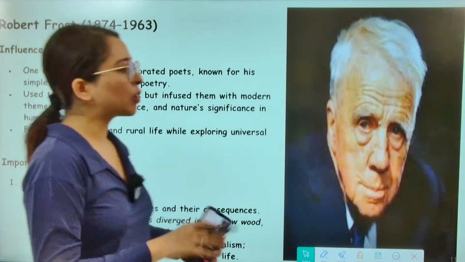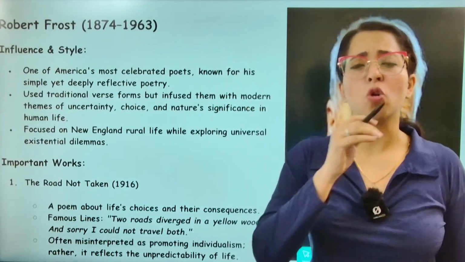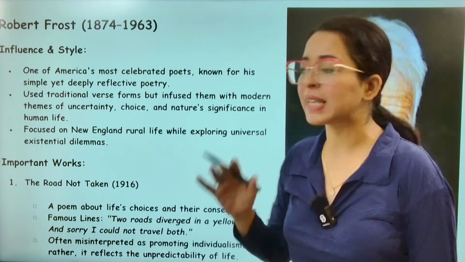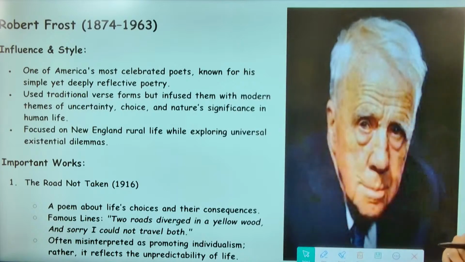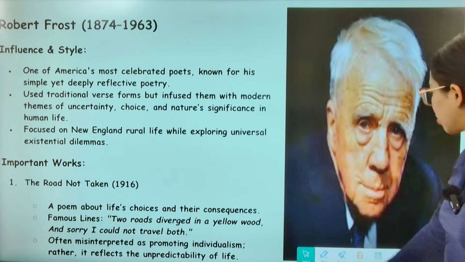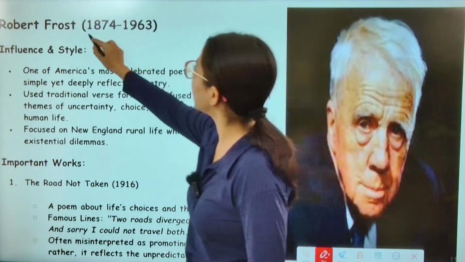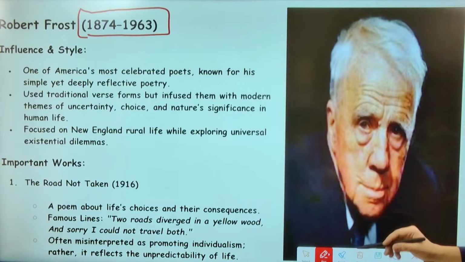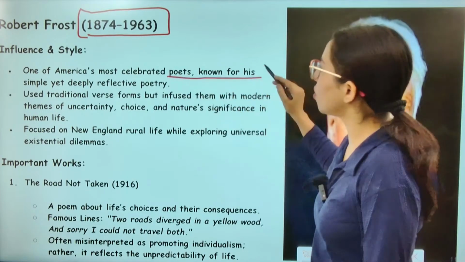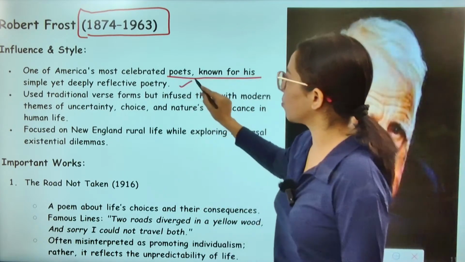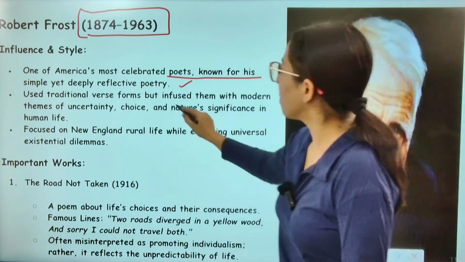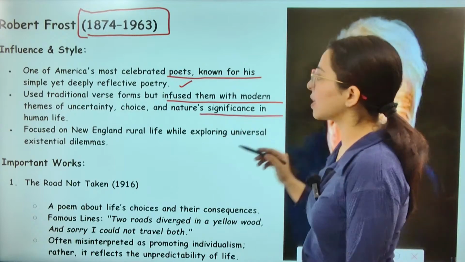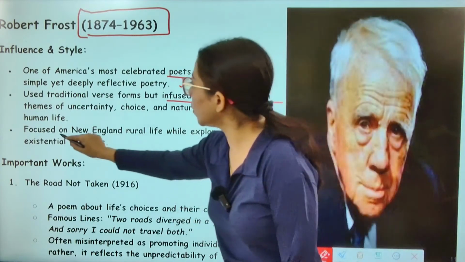Robert Frost. Now we are coming to Robert Frost, and we know that Robert Frost, so many times he has won the Pulitzer Prize, at least 4 times he's won the Pulitzer Prize, and yes, he again becomes a very seminal poet of American literature. So you have over here Robert Frost, 1874 to 1963, influence and style, one of America's most celebrated poets, known for his simple yet deeply reflected poetry. Uses traditional forms but infuse them with modern themes of uncertainty, choice and nature's significance in human life. He focused on New England rural life.